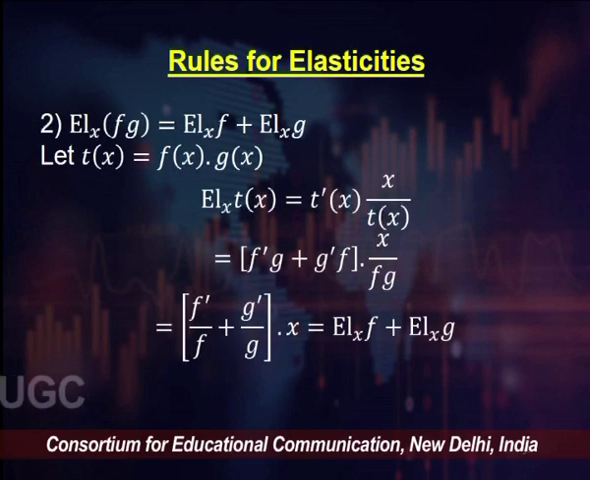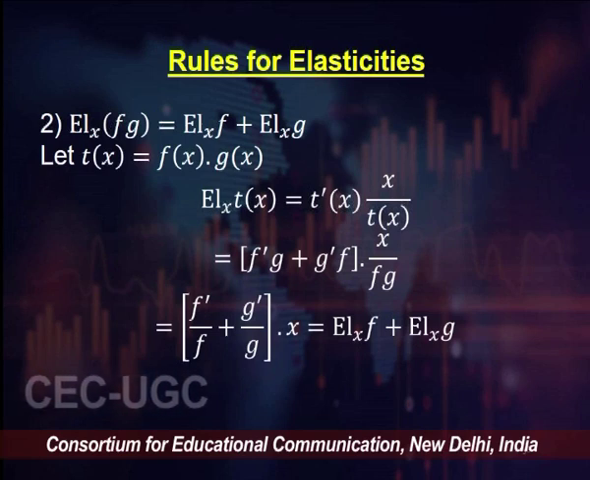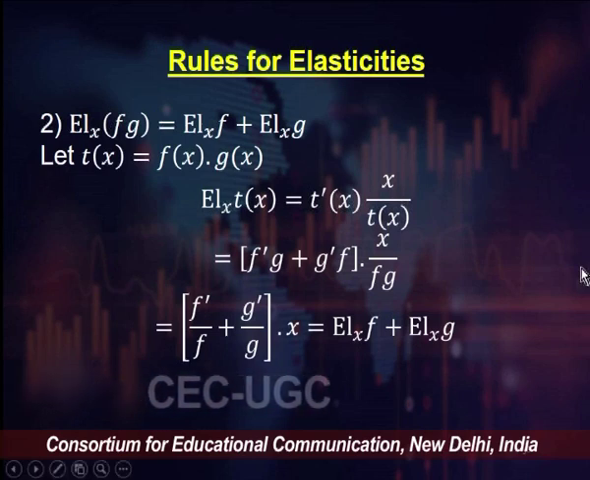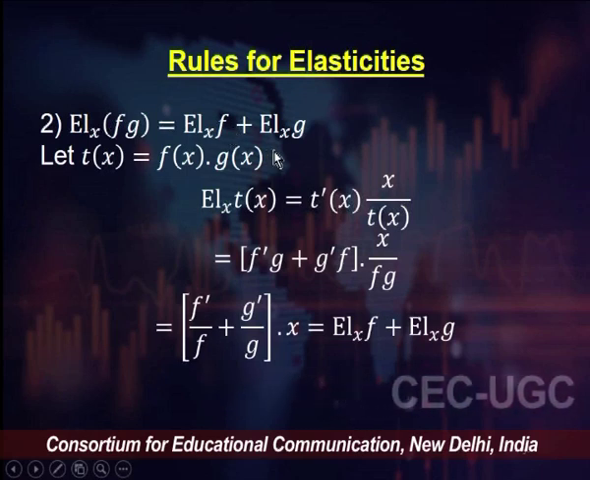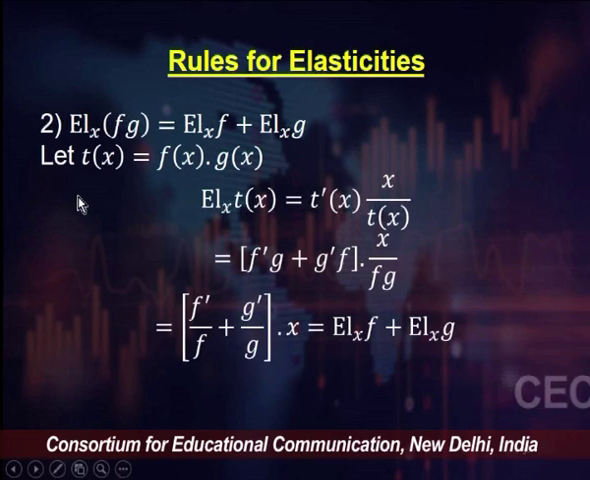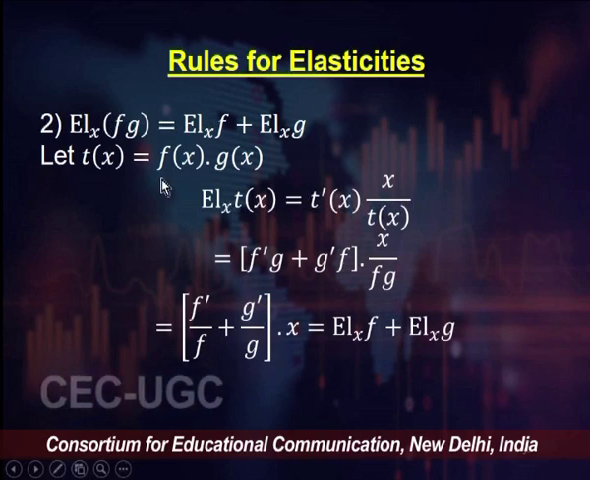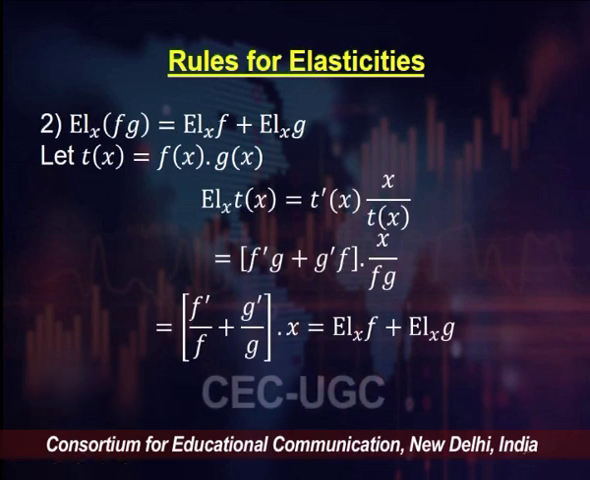Elasticity of f times g with respect to x is given by the elasticity of the function f with respect to x plus the elasticity of g with respect to x. Now to prove this, let us suppose we have a function t of x, which is our f of x times g of x, or f times g.